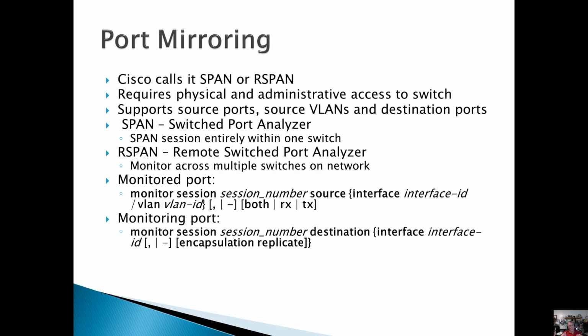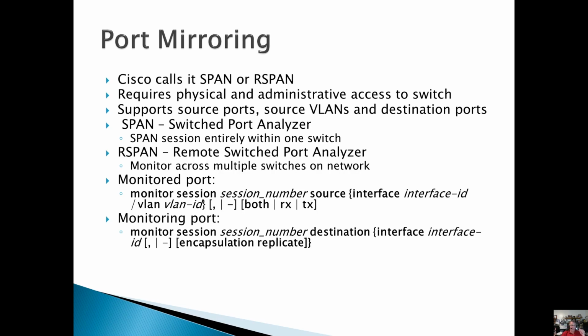A couple of variations. We have just the SPAN, which is switch port analyzer, and that restricts you to analyzing within one switch. So you have to plug into the switch that you want to span. Remote SPAN, and I don't know how many vendors do this, but Cisco allows you to monitor switches that your sniffer is not directly connected to. So basically, you look it up to configure this, but you have a monitored port and you have a monitoring port. The monitored port is the port that you want to sniff, and the monitoring port is a port that you plug your machine that's running Wireshark into.